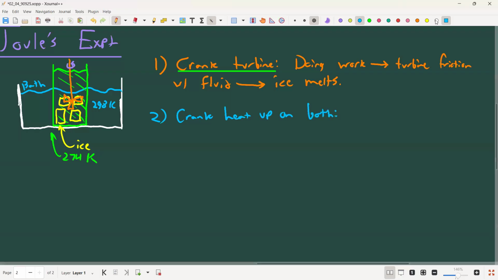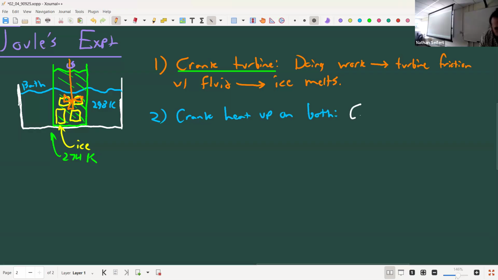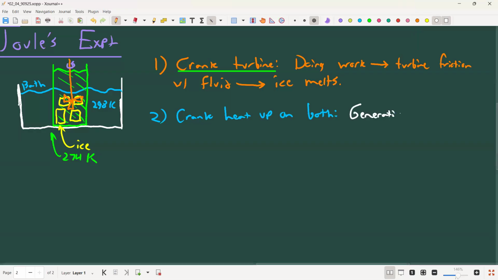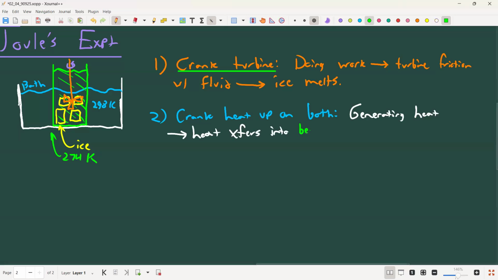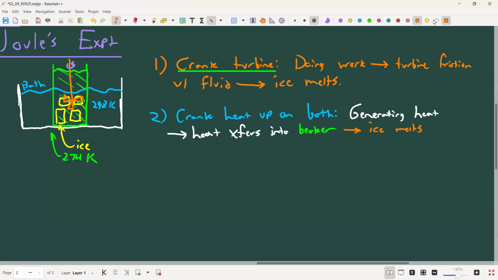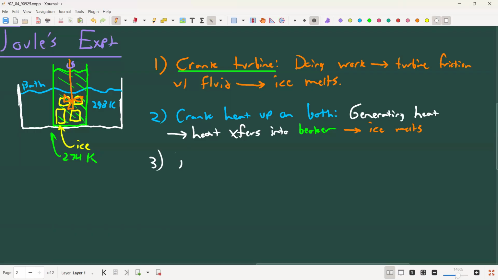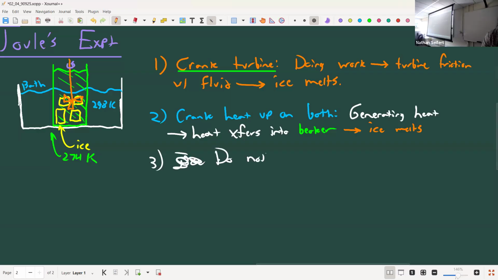What happens? Well, all you're doing is generating heat, since you're not doing work. And what happens? That heat transfers into a green container, beaker. And what happens after that? The ice melts. And then he does nothing. Do nothing. And of course, eventually the ice melts, but slowly.